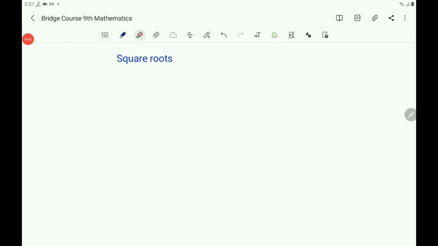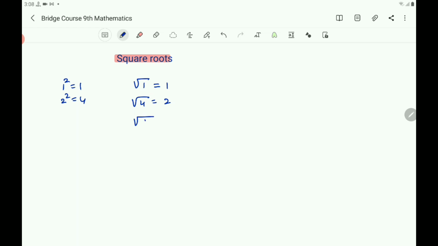Now let us discuss square roots. You know that 1 square is 1. Similarly, 2 square is 4. Then square root of 1 is 1. As 1 square is 1, square root of 1 is 1. Similarly, what is the square root of 4? Square root of 4 is 2, because 4 is the square of 2.